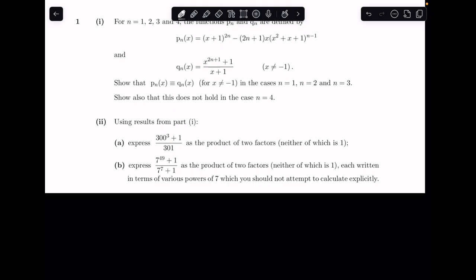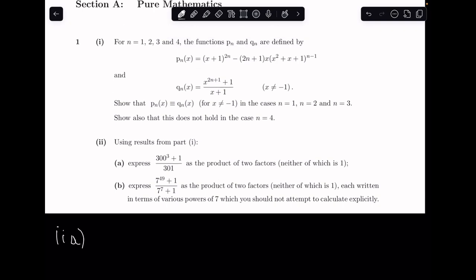Hello everyone, we are back with part 2. So following on from part 1, we start with IIA. So let's just get straight into it. So it says using the results from part I. So if you haven't watched the video of the first part, you should definitely look at it, but if not, it's fine. We can just use these results for these functions. So it says express this as a product of two factors, neither of which is 1.